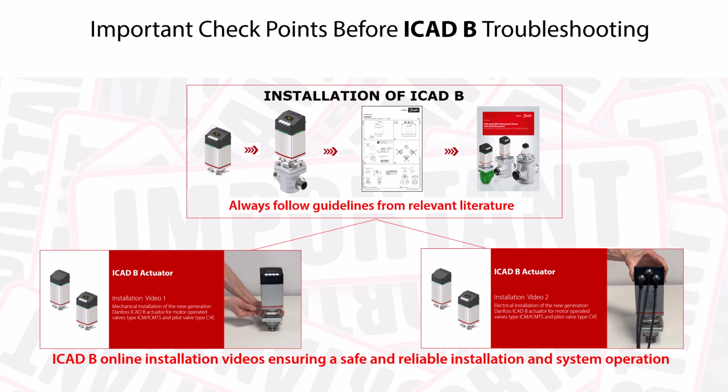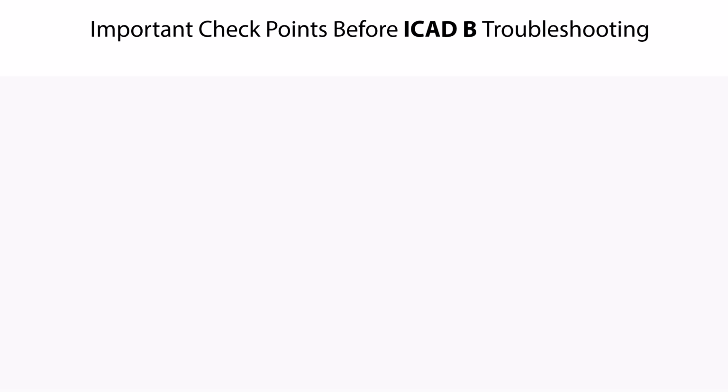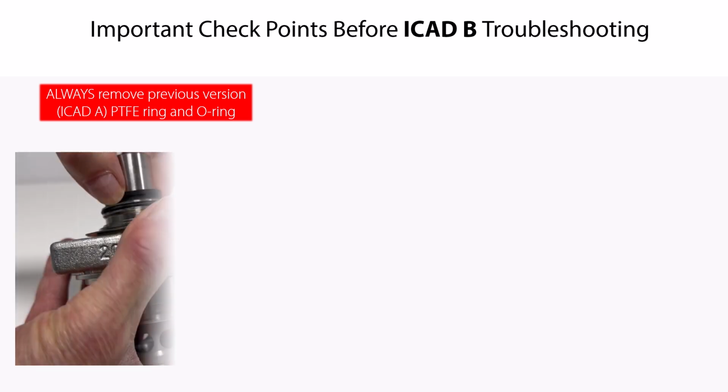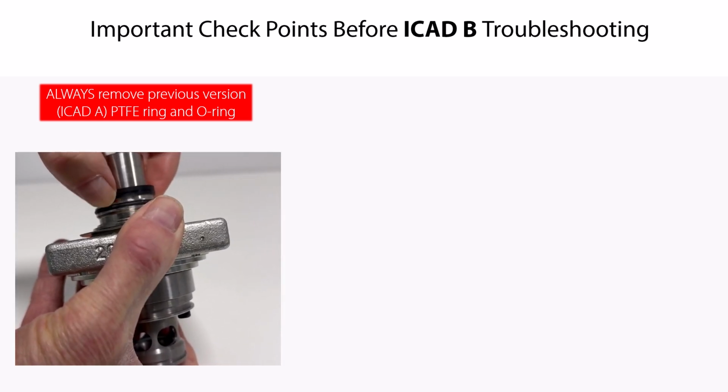Please note that there are 2 ICAD B online installation videos available to ensure a safe and reliable installation and system operation. Regarding the mechanical installation of the ICAD B, then a very important first checkpoint is to ensure that the previous version ICAD A, PTFE ring and O-ring have been removed from the valve top. Here you see how these parts should have been removed.